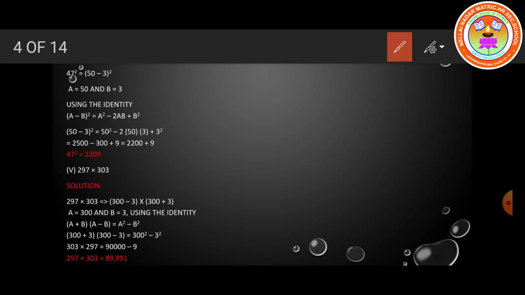First 300 plus 3, next 300 minus 3 equal to a square minus b square. So 300 plus 3 into 300 minus 3 is equal to 300 square minus 3 square. What is 300 square? 3 into 3, what? 9. Then add 2 zeros, then again add 2 zeros. That is the value, 90,000.